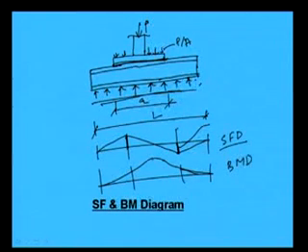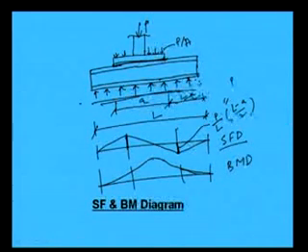So this will become P by L, the uniformly distributed load, into L minus A by 2, because P by A is the intensity of the pressure. This will become L minus A by 2, because total is L and this is A. So finally this will become P by 2 into 1 minus A by L.